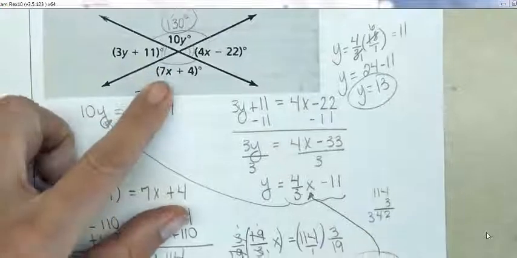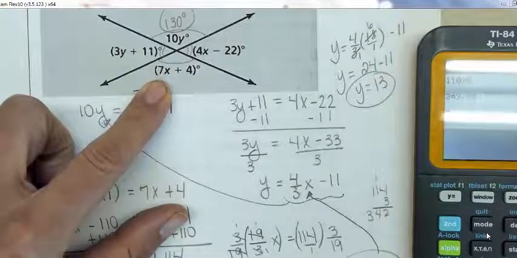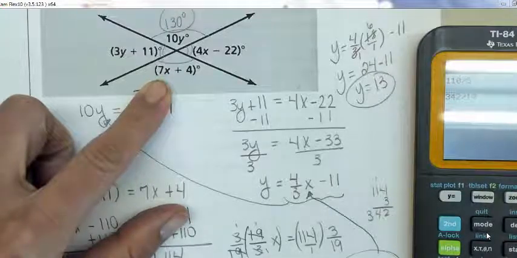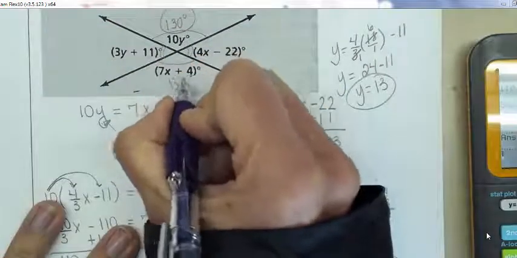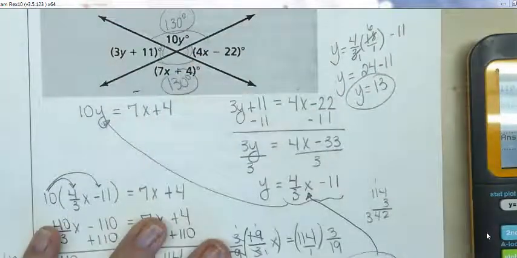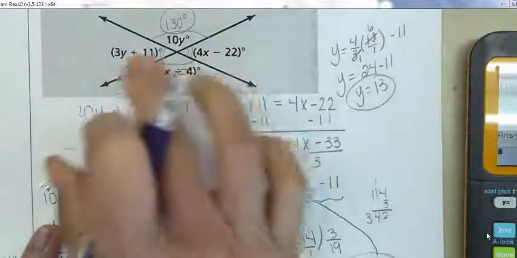Well, if I do the same thing here and I put 7 times 18 plus 4, I better get 130 degrees. So 7 times 18, and then I'll add 4 to that, 130. So my x and my y are correct. And now I can just do that for one of these, and they're going to be exactly the same.